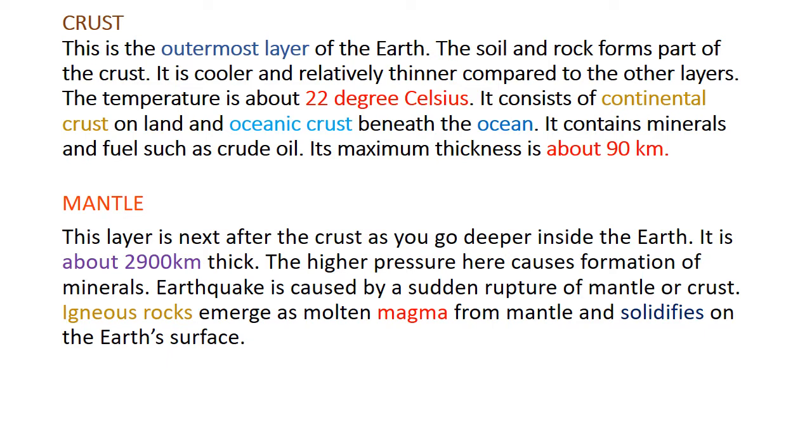Then the mantle is just the next layer after the crust as you go deeper inside the earth, and it is about 2,900 kilometers thick. So you could understand why we're saying that the crust is the thinnest. You would have to appreciate the fact that it's not even around the earth. So at certain portions you would have the crust being less than 90 kilometers, at certain places around maybe 30, 40, 50, but its maximum thickness is about 90 kilometers. But the mantle is about 2,900 kilometers. So that's very, very thick.